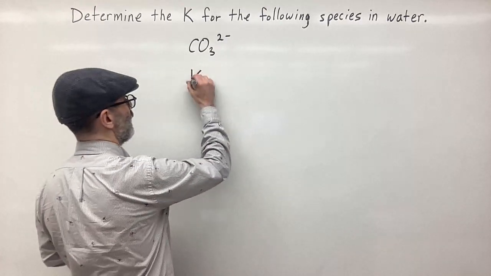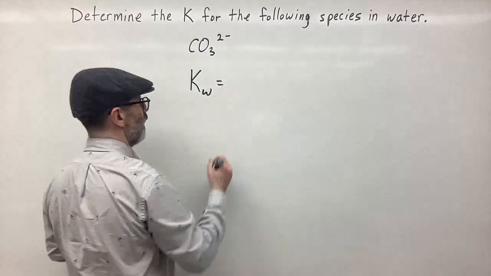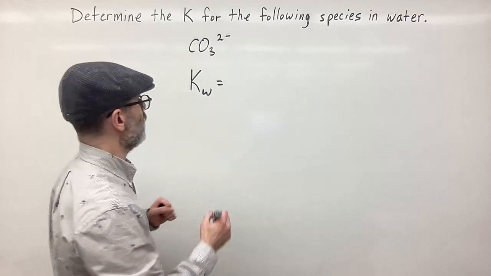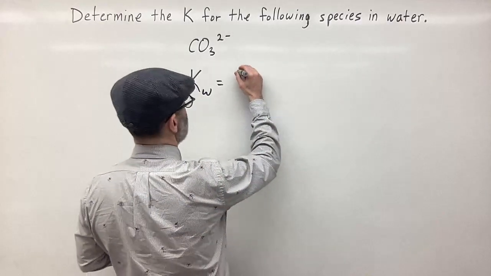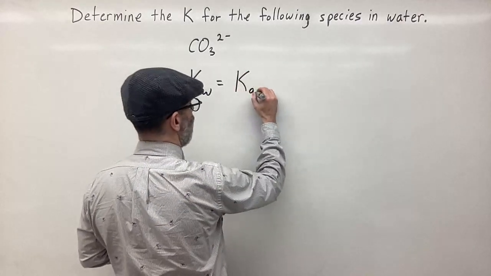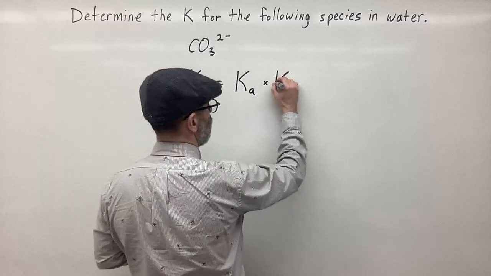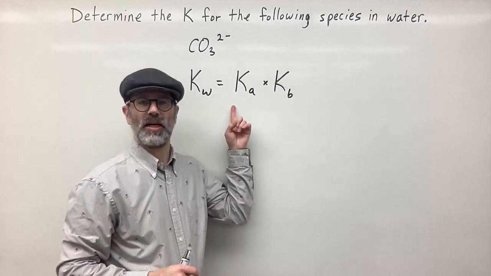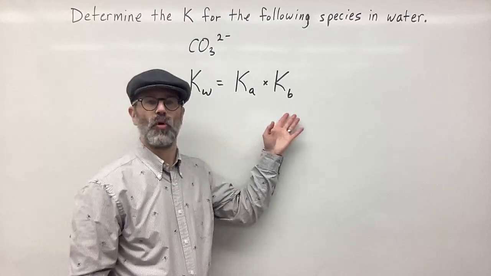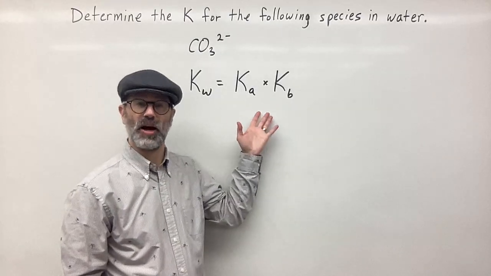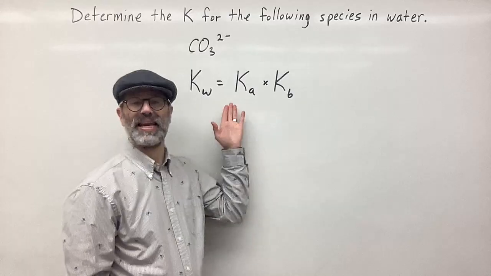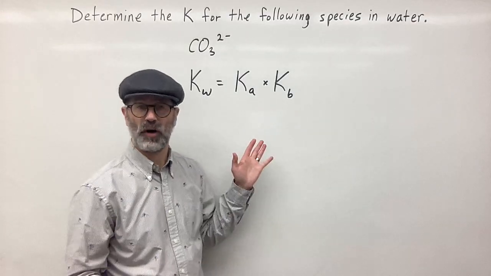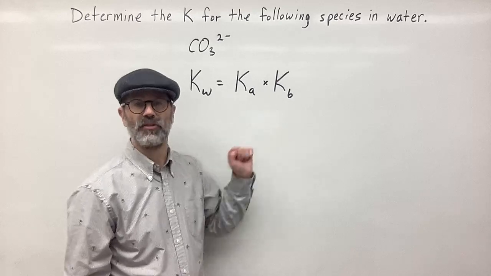You have Kw, which is the equilibrium constant for the autoionization of water. This is then going to be equal to the Ka value multiplied by the Kb value, where the Ka and the Kb are the equilibrium constants for the conjugate acid-base pair. So this can't be any random acid and base. They're related to each other insofar as that they are conjugates, right?